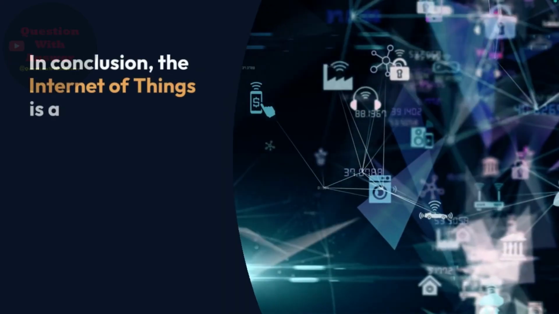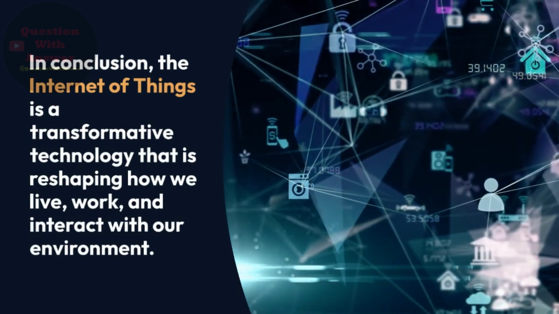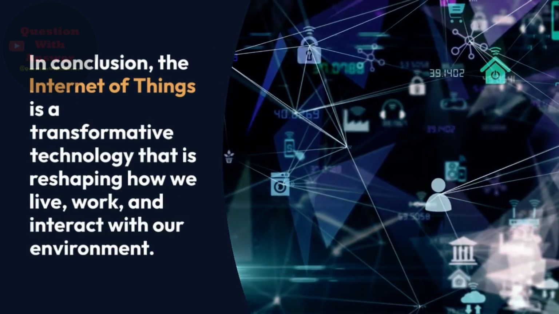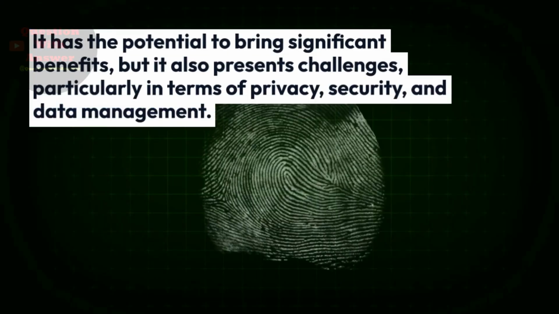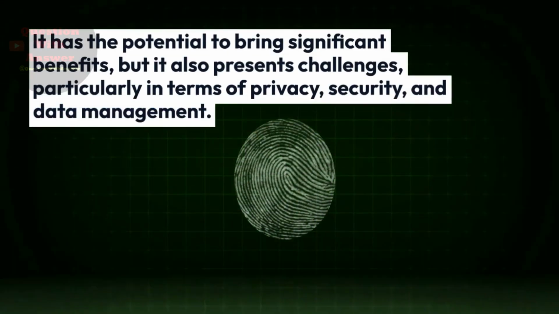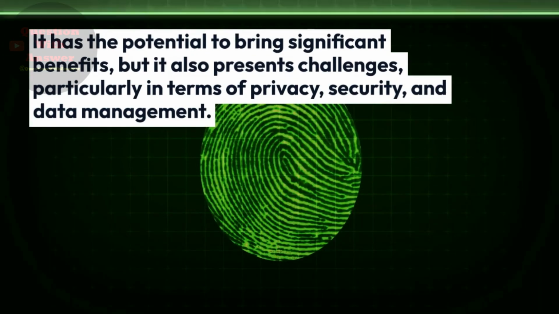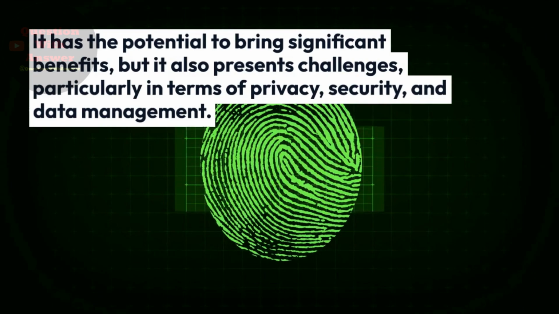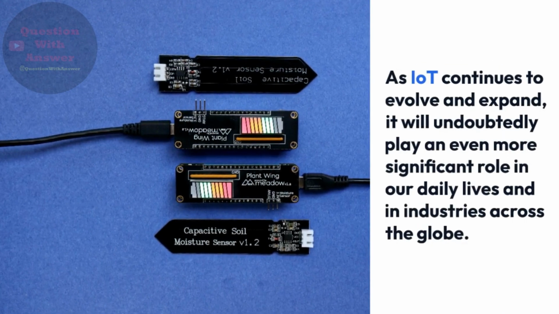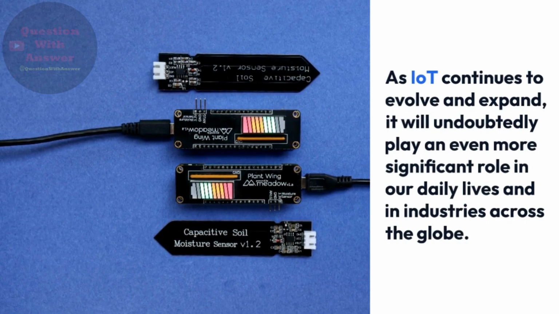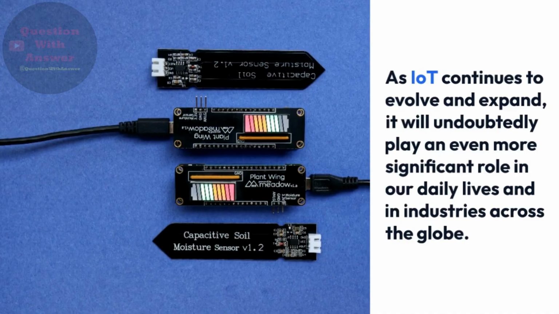In conclusion, the Internet of Things is a transformative technology that is reshaping how we live, work, and interact with our environment. It has the potential to bring significant benefits, but it also presents challenges, particularly in terms of privacy, security, and data management. As IoT continues to evolve and expand, it will undoubtedly play an even more significant role in our daily lives and in industries across the globe.